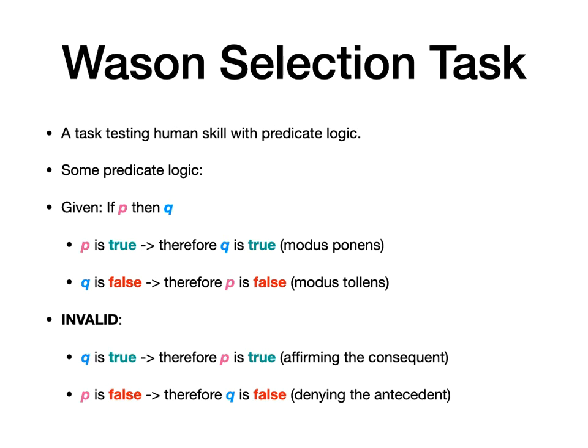There are two invalid ways of arguing from these premises. If Q is true, therefore P is true, that's not valid. That's affirming the consequent. And if P is false, therefore Q is false. That's called denying the antecedent. Let's look at a real example.